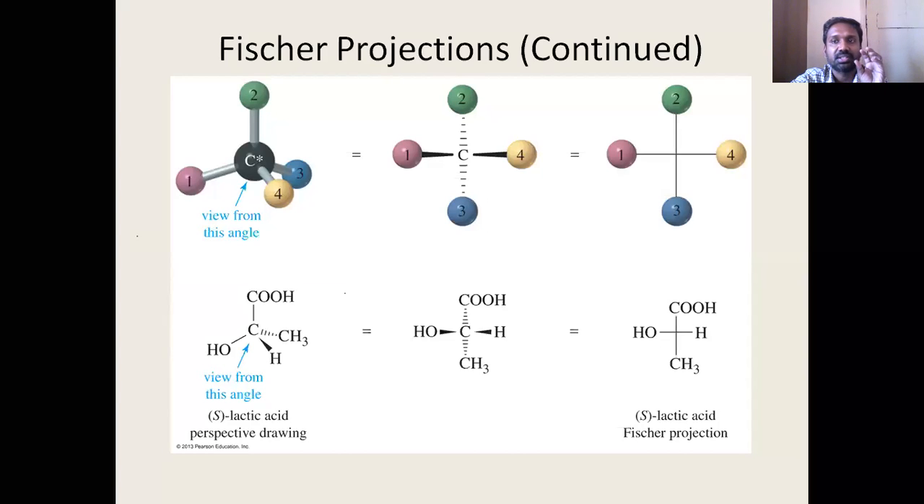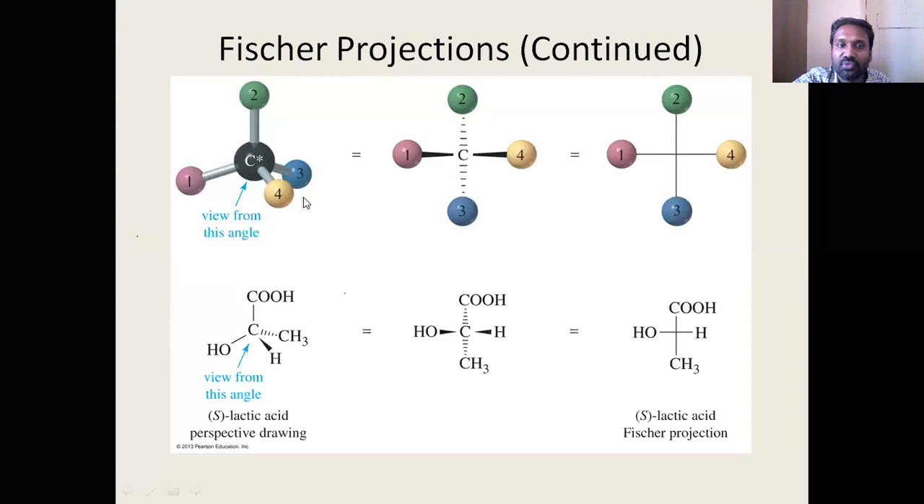From that point, the projections differ. For Fischer projection, okay. Now, where are you viewing the molecule for wedge dash projection? I told you from this angle, where 2 atoms are on plane and these 2 are out of plane. For a Fischer projection, you have to view the molecule from here, basically.